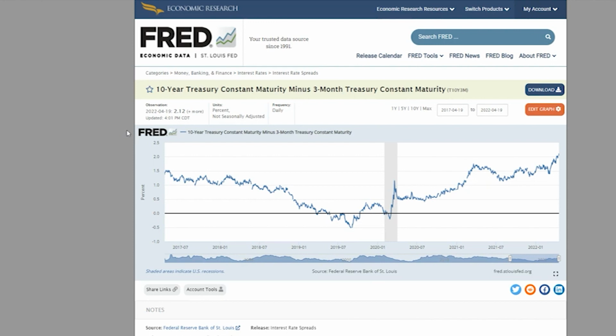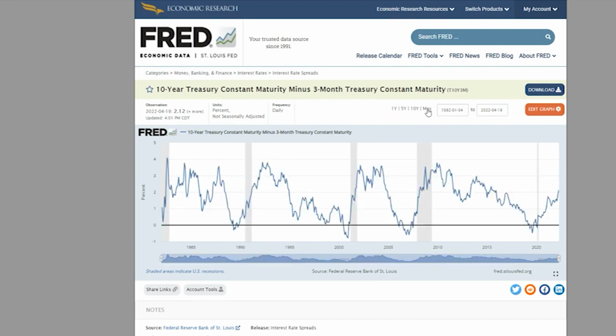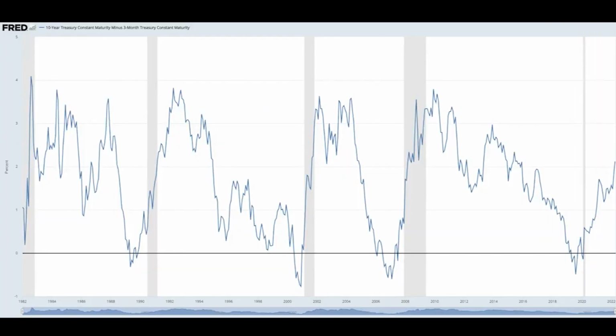Now, what you then do is go to the top of that slide and click Max. Max will take you to the longest data series that we want to talk about today, which is 40 years of data of the shape of the yield curve, the difference between US 90-day Treasury bills and US 10-year bonds.